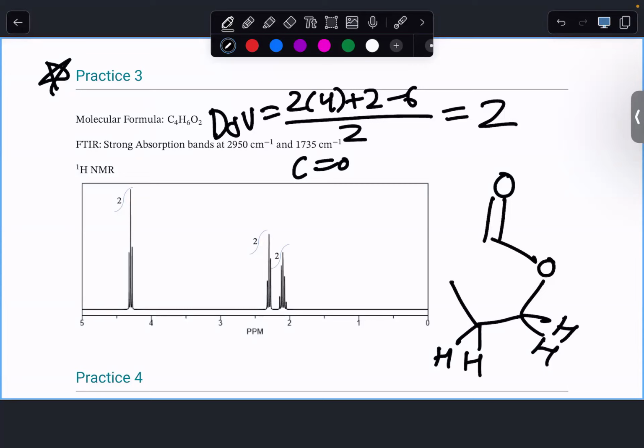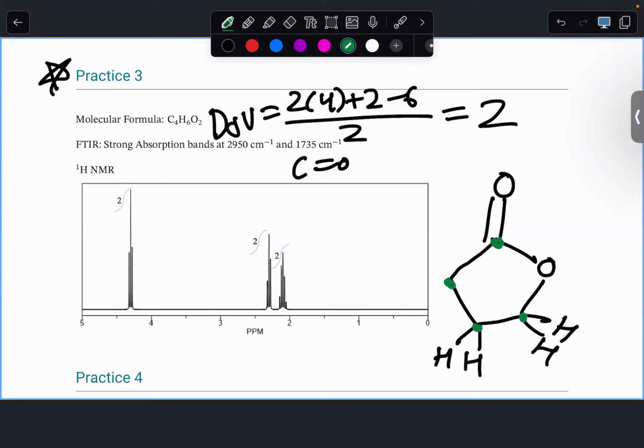And what are the ways where we could add a DOU? Yeah, a ring. We can add another double bond, but that would add an extra carbon. We can add a triple bond, but that also adds another carbon. But we can connect this and make a ring, and that won't add another carbon. That would give us 4 carbons: 1, 2, 3, 4. And 1, 2, 3, 4, 5, 6 hydrogens and 2 oxygens.